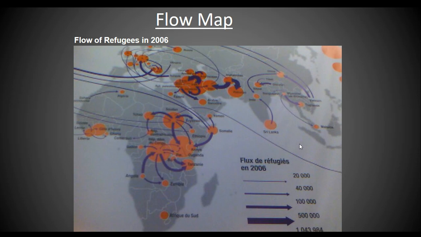So here is another example of a flow map. We'll actually talk about this in Unit 2 when we get into refugees and migration. The skinnier the arrow, the less volume. The larger the arrow, the larger the volume. Then you also look at destinations here. The bigger the circle, the more that was intaking refugees. The smaller the circle, the lower the value. So again, proportional symbol, whether it be a circle, a triangle, a square, it doesn't matter what shape you use. Just know that as the proportion changes, so does the shape and the size of that shape.